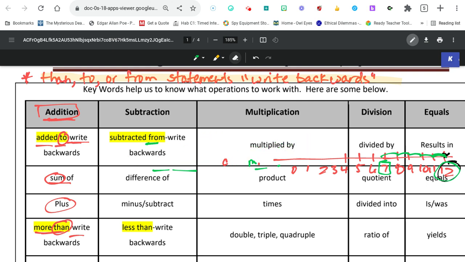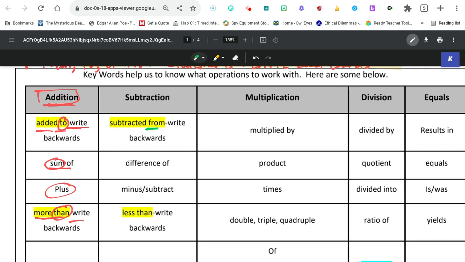Hope that makes sense. If it doesn't, pause the video and call me over and say, Ms. Blue, I don't know what you're talking about. And I'll help you, okay? All right, we're still on subtraction.